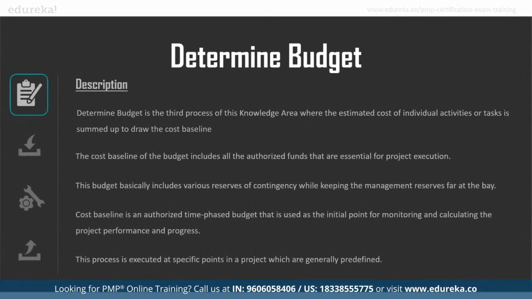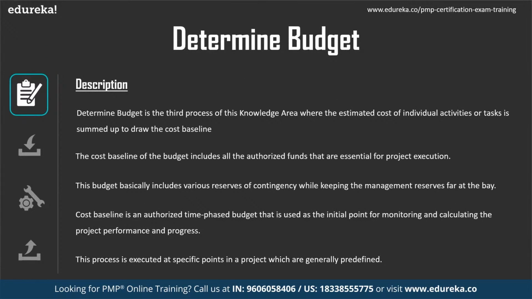So the next process would be determine budget. Determine budget is the process of aggregating the estimated cost of individual activities or work packages and establishing the authorized cost baseline. This is the third process in the cost management knowledge area. This involves the activities and tasks summed up to identify what that particular cost baseline would be.